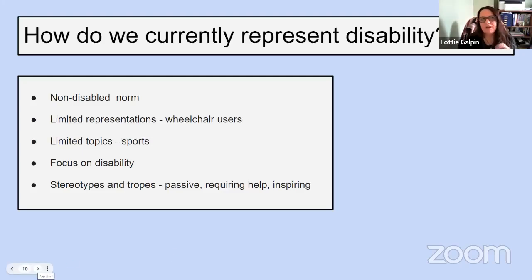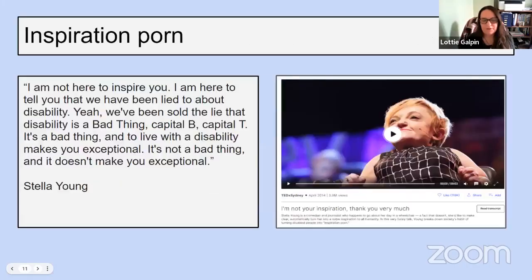So, I don't want to be horribly unfair. There are good representations out there, but just to look at some of the negative ones, these are trends that we do see. So the idea of looking at disabled people as inspiring is problematic. And I think this quote here from Stella Young, who is a comedian and journalist, really sums it up.